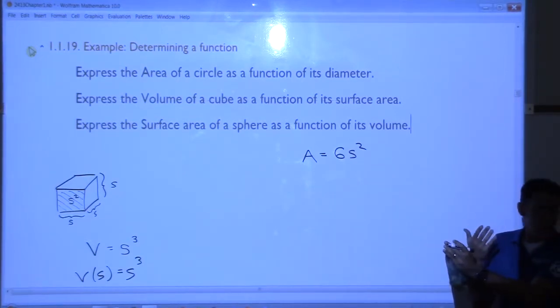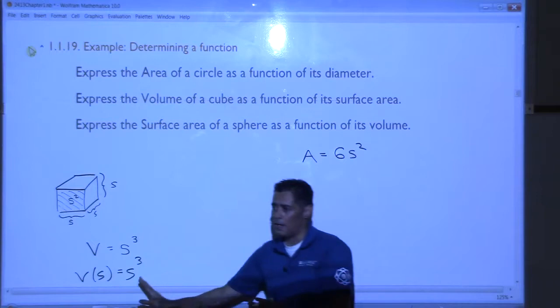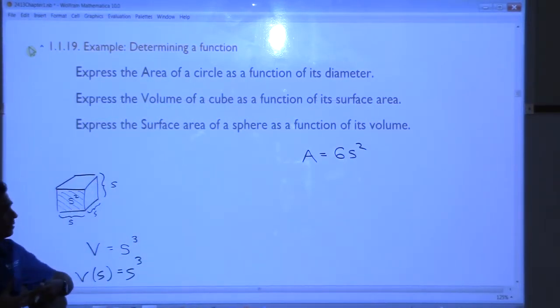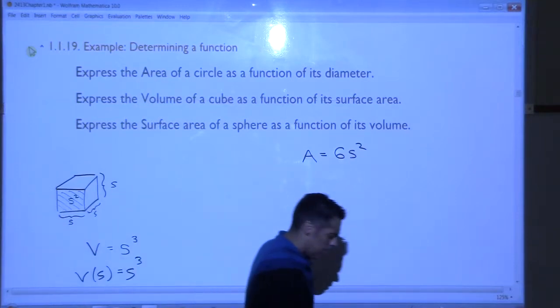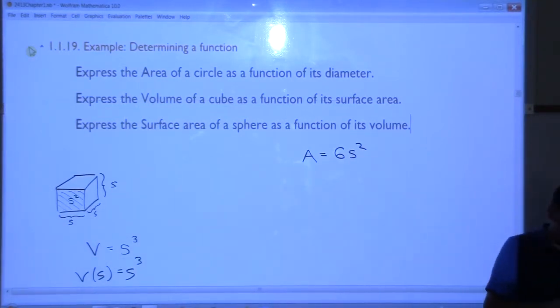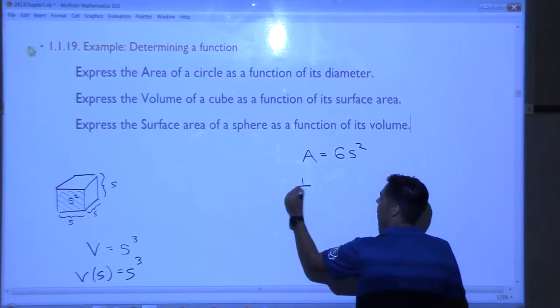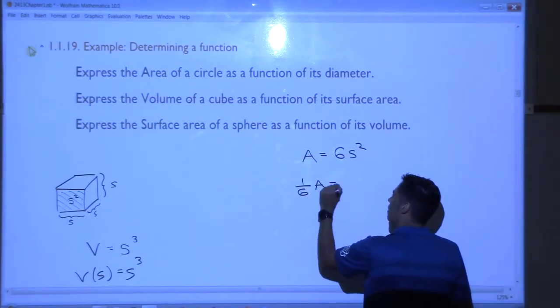Solve for s, right? And then whatever we get for s here, we plug it back into this formula, and now we have a relationship between volume and area. So how would you solve that for s? Okay, divide both sides by 6. I'm gonna divide by 6, but I'm gonna write it this way. Is that all right?